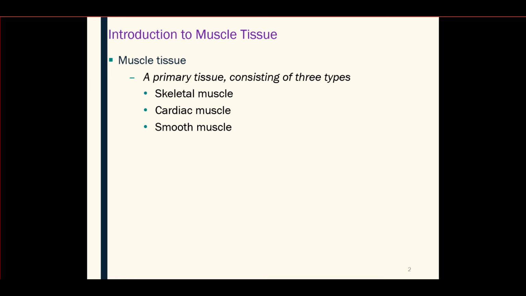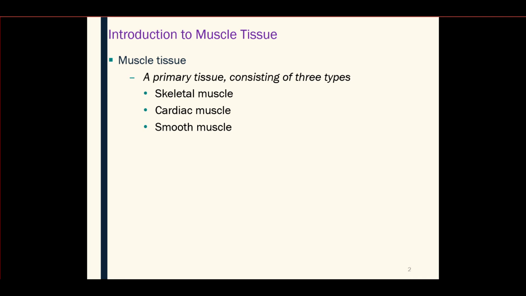So it turns out, if you remember from previous lessons, that muscle is one of the primary tissues. Just to review, we had epithelial tissue, connective tissue, muscle tissue, and then nervous tissue. Our focus for this lesson, these next couple lessons, is going to be on muscle tissue.